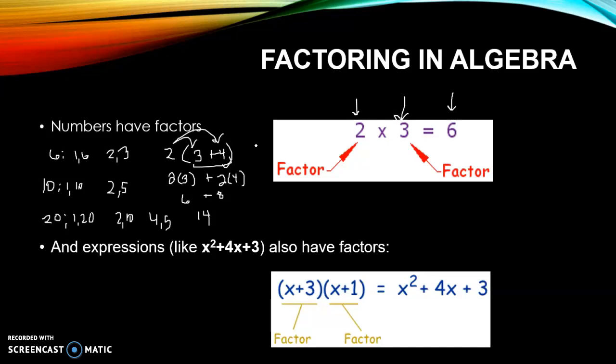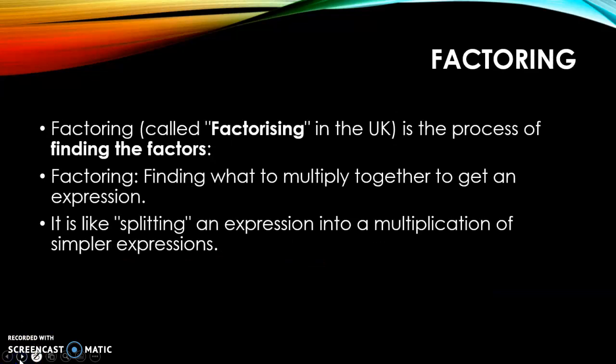Beyond just numbers, polynomial equations or expressions also have factors, like x squared plus 4x plus 3. X plus 3 and x plus 1, when we multiply those using FOIL, we get x squared plus 4x plus 3. If we were to work in reverse and go from the polynomial equation back to our two binomial expressions here, these would be our two factors, x plus 3 and x plus 1. And that reversal process is what we're going to look at today.